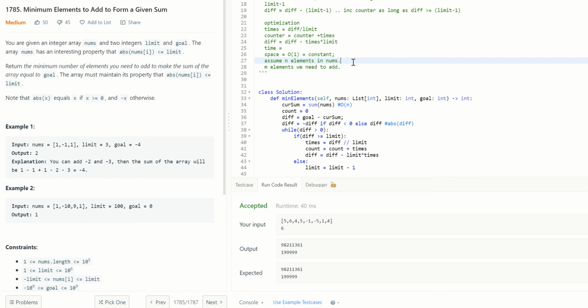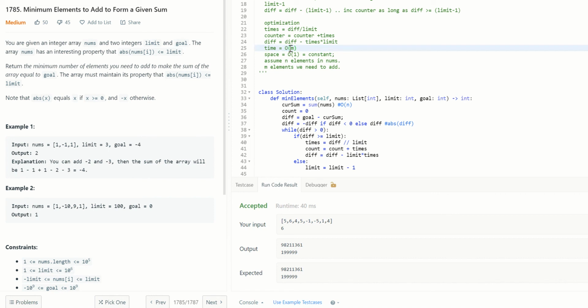Is that clear? Order of m will be the number of elements that we are going to add. That's why I'm saying it's order of m, to give you a better understanding. That's the minimum number of elements that we're going to add, given that we are not going through the m times loop also. I have a very good example here actually: 5, 6, 4, 5 and a 6. Out of this, the expected is something like 982 million. So that many number of times is the upper limit.